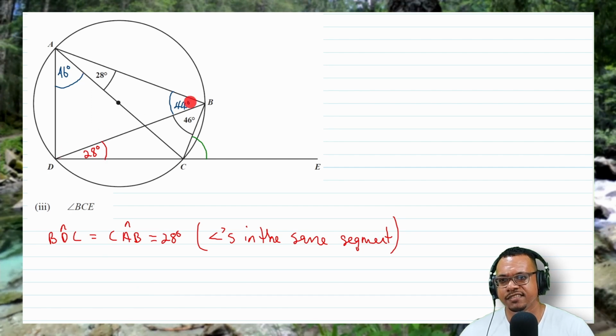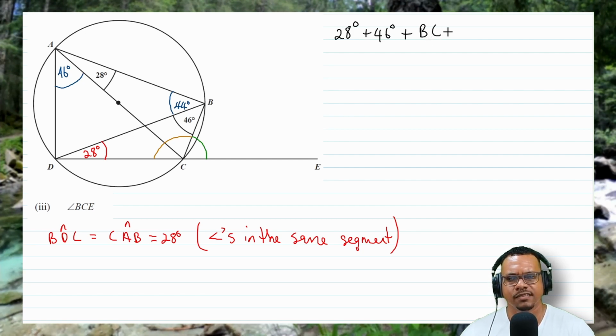Next, I'll recognize that this here is a triangle. I want to find this angle here on the triangle, and this is the angle that I want to find. I know the sum of the interior angles of a triangle must add up to 180 degrees. So 28 degrees plus 46 degrees plus angle BCD must add up to 180 degrees, because the sum of the interior angles of a triangle is equal to 180 degrees.